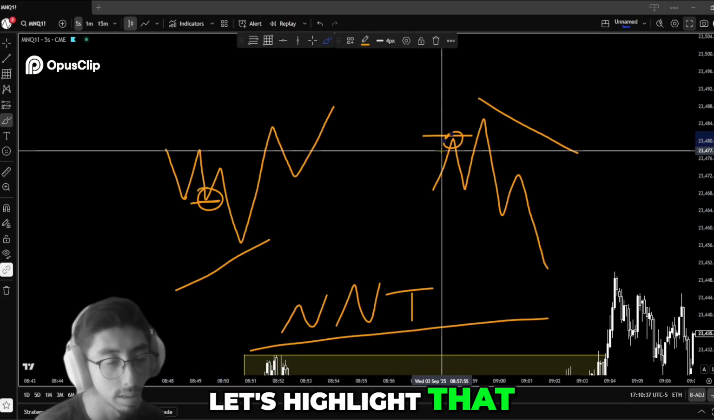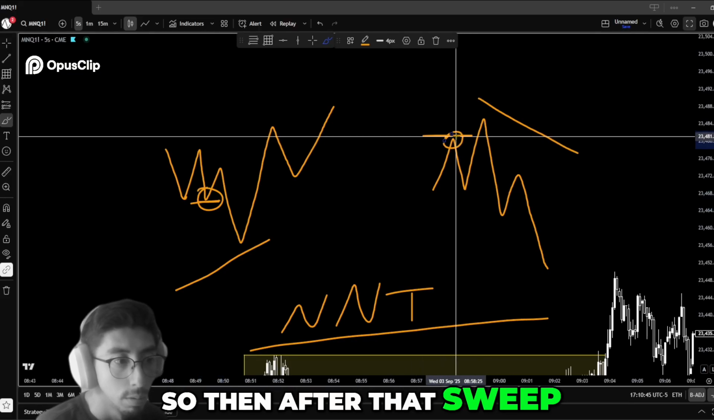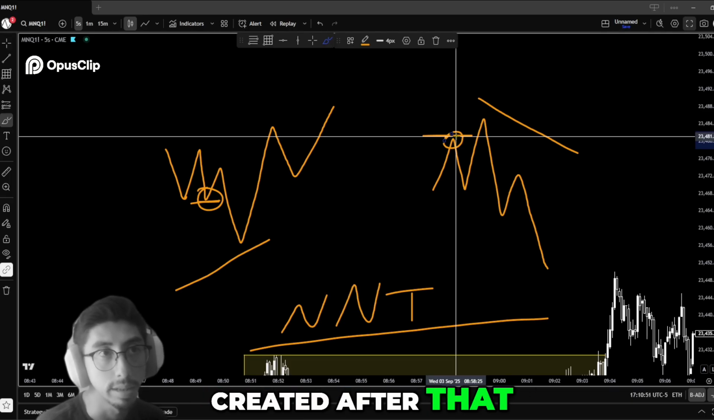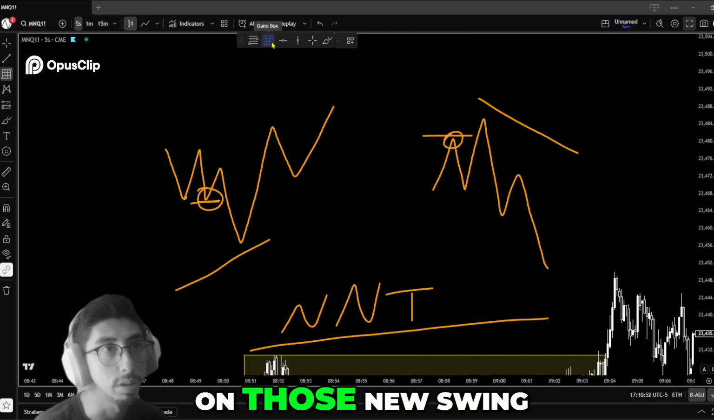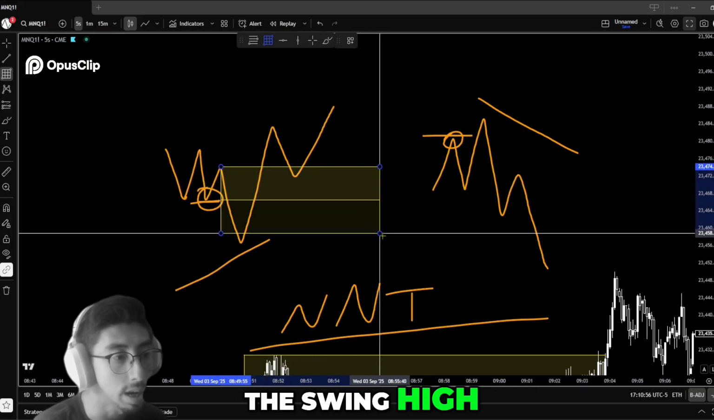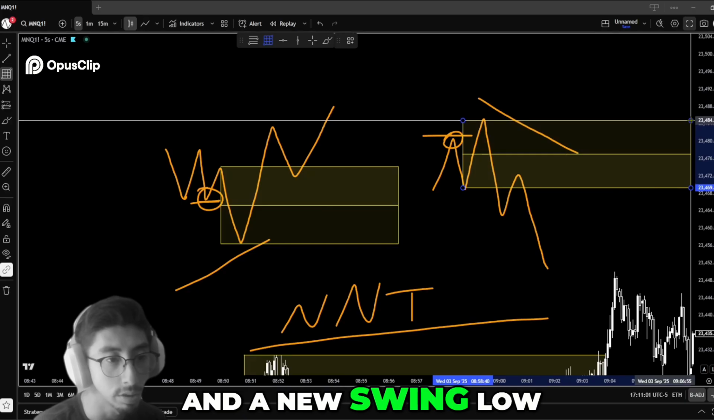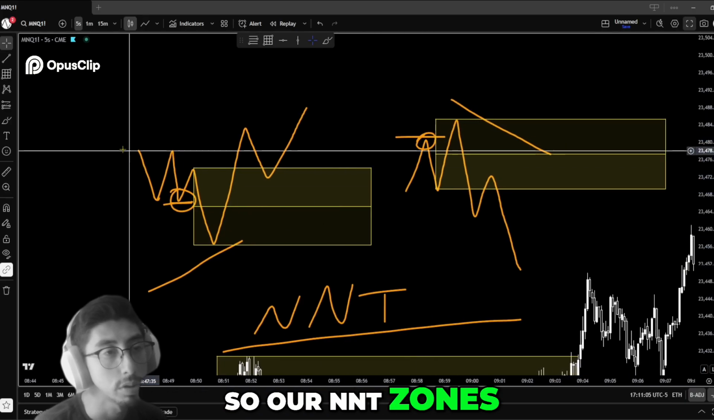Let's highlight that. So then after that sweep, we're going to get the new swing high and swing low that's created after that. Let's create yellow zones on those new swing highs and swing lows. The swing high and swing low. Do the same thing to the side. The new swing high and the new swing low. So our NNT zones are created.